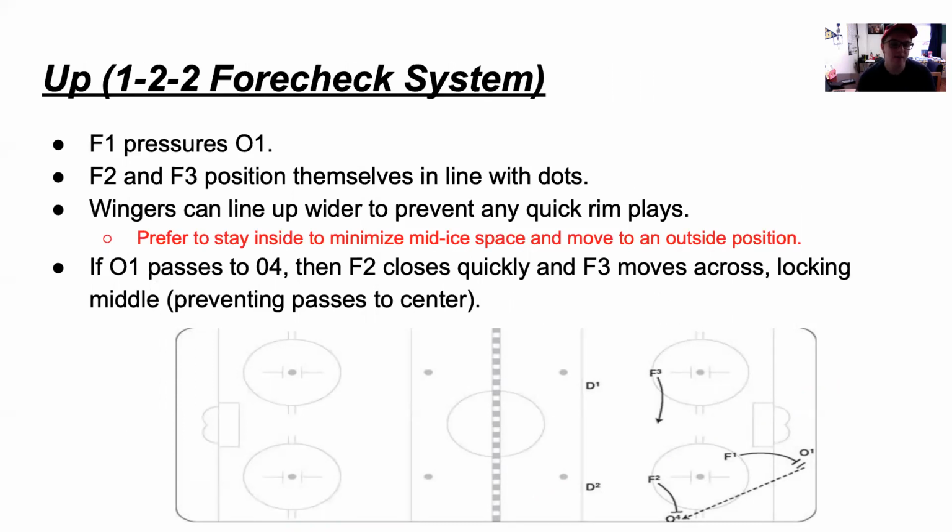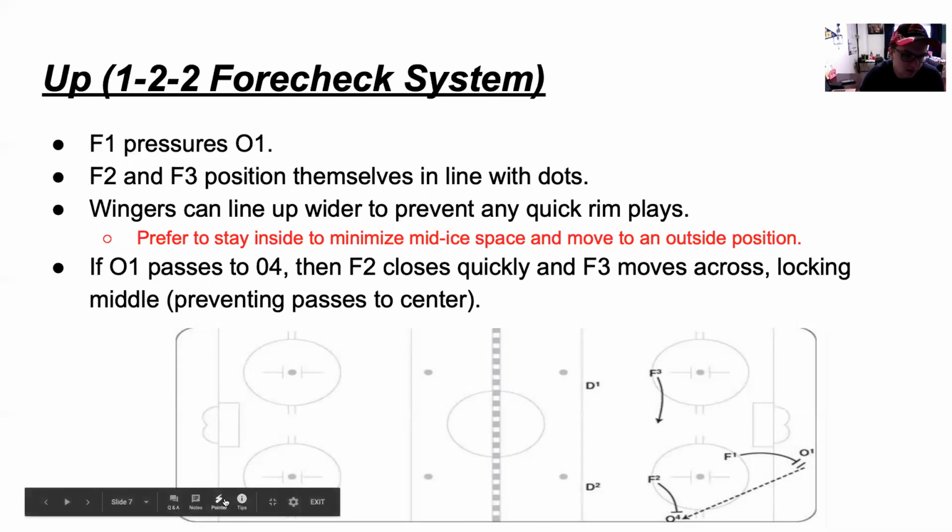And if O1 passes to O4, okay, then F2 closes quickly and F3 moves across, locking the middle, preventing the passes to the center. So like I say, right now, if we're forechecking in the offensive zone, we're the Fs, okay, and then the other team's the Os. So I'll show you this, okay.